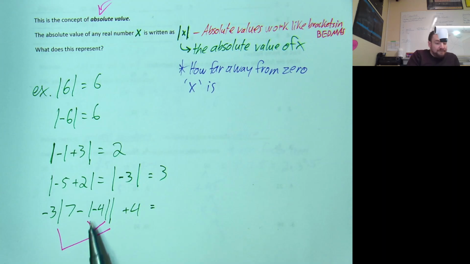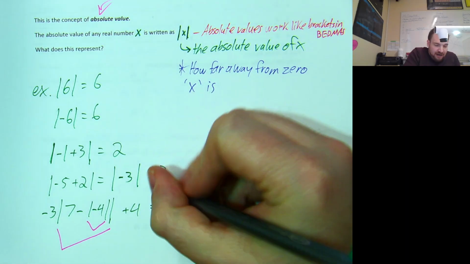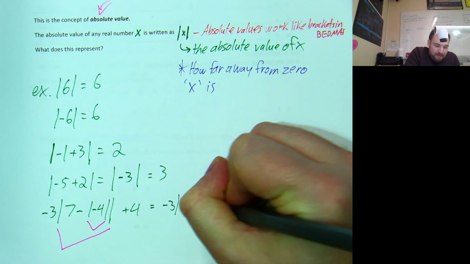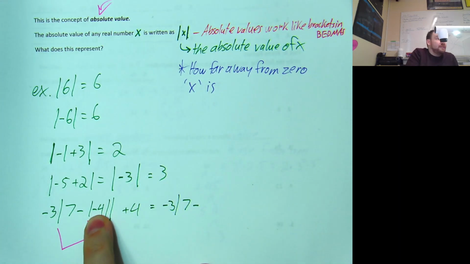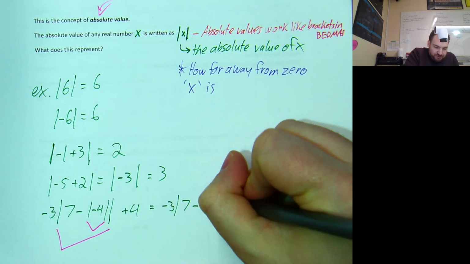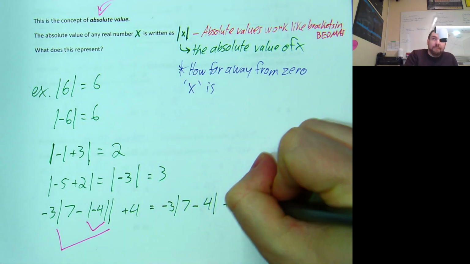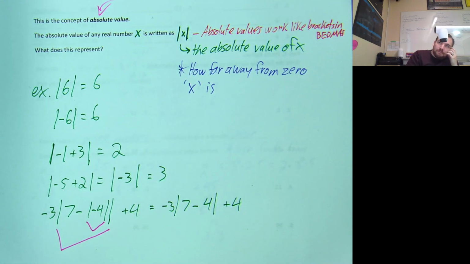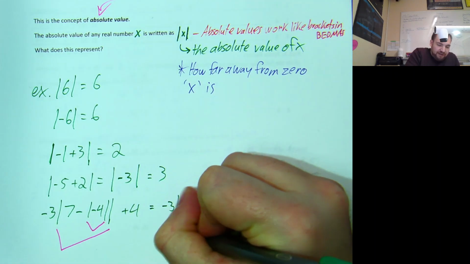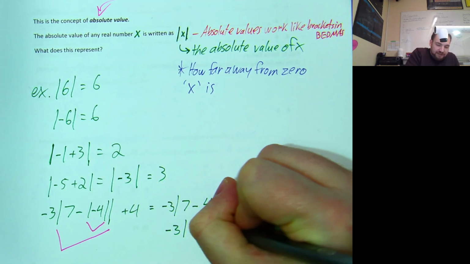Careful. Absolute values function like brackets. Do I have something inside the absolute values? Then I have to do that first. Now I'm not just dropping brackets. Now I actually have to do the absolute values. What is the absolute value of -4? It's 4. So this is going to become -3 absolute value 7 minus the absolute value of -4 is 4. Close the absolute value plus 4. 7 minus 4 is? So this is going to become -3 times the absolute value of 3 plus 4.